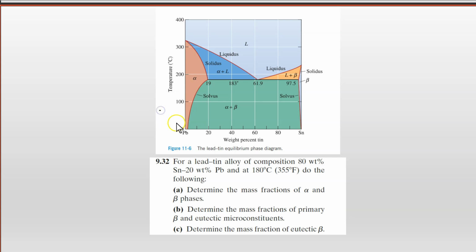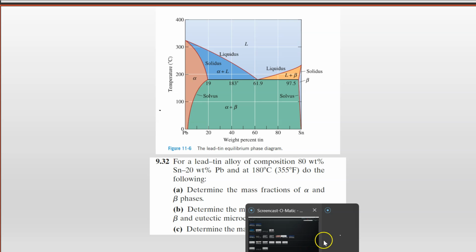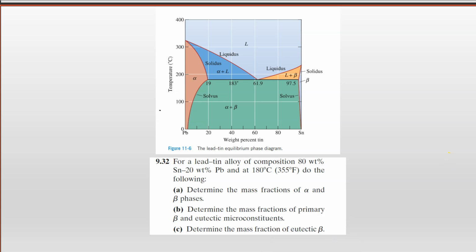So we are given here the lead tin alloy. Excuse me, one second. Let me just make sure I have the focus. For the lead tin alloy of composition 80 weight percent tin, 20 weight percent lead, let's draw that on our diagram.